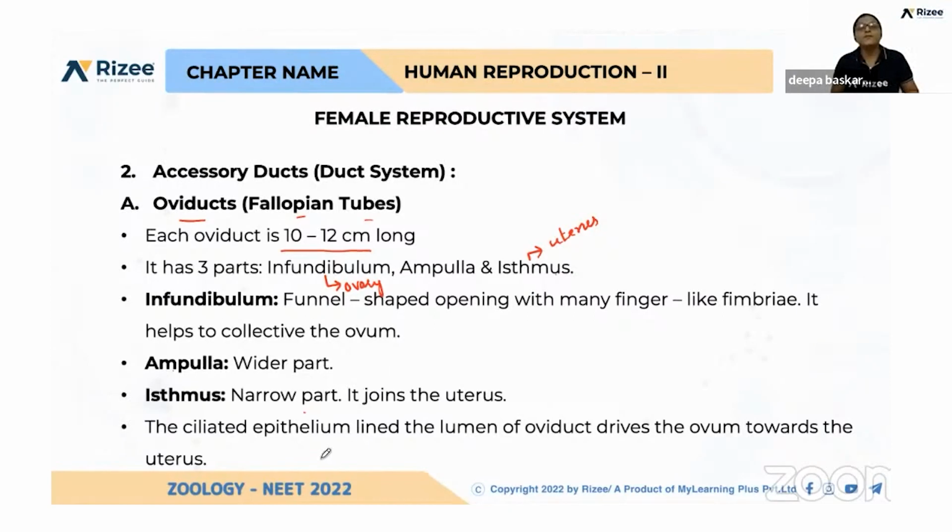And what type of cells are present? This you have studied in structural organization in animals also. What type of cells are present and the need for the presence of this type of cells is very important. Again, in so many question papers, you can see questions asked from this part. See here, this oviduct is lined with ciliated epithelium. So what do you mean by ciliated epithelium?